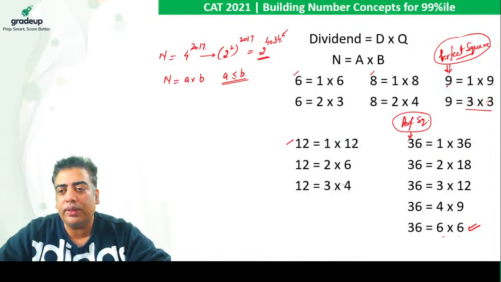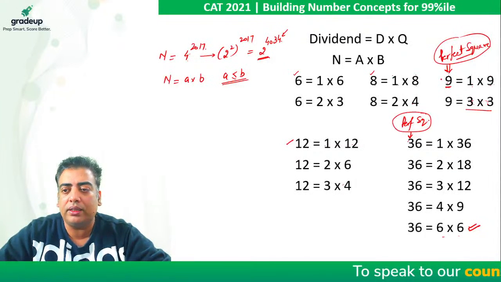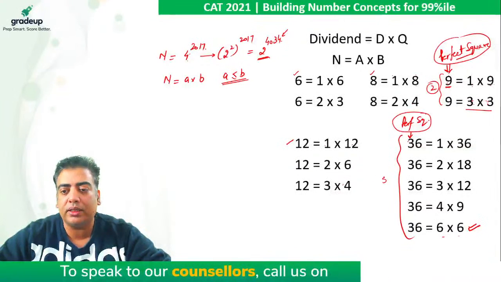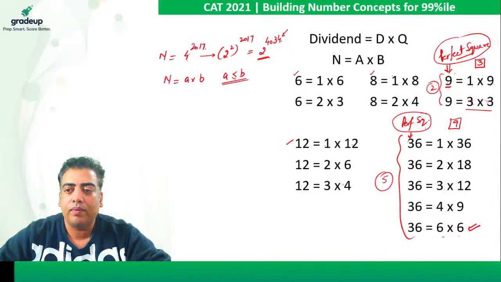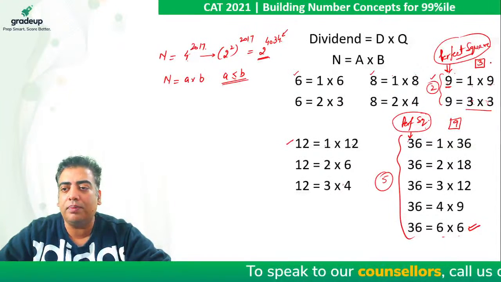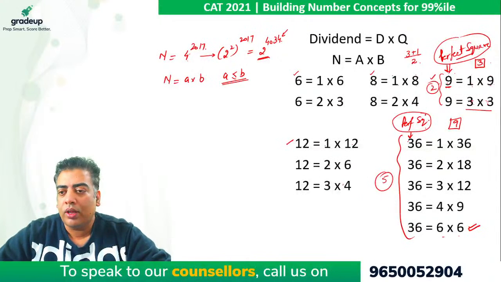So we need to observe these two cases to find our answer quickly. In case of 9, the number of ways in which 9 can be written as a product of two factors is 2. In case of 36, the total number of ways comes out to be 5. And the number of factors of 9 are 3 in number. Number of factors of 36 are 9 in number. Now guys, can I say this 2 can be achieved by saying 3 plus 1 by 2? Or in this case, this 5 can be achieved by saying 9 plus 1 by 2 is 5.